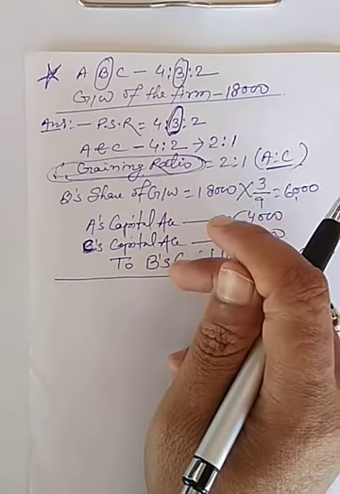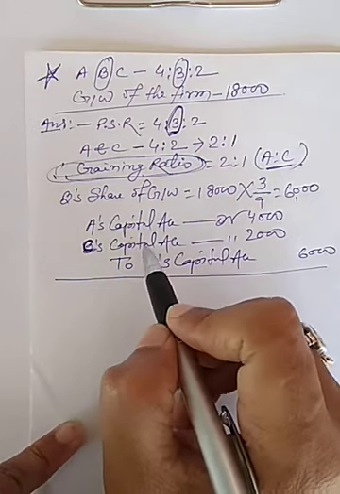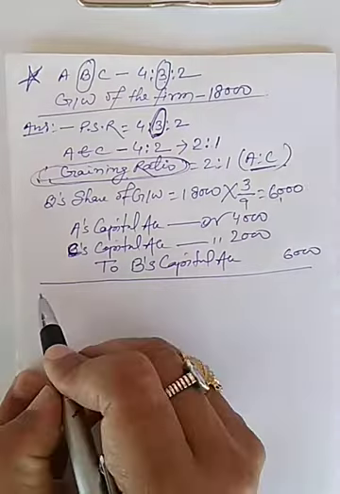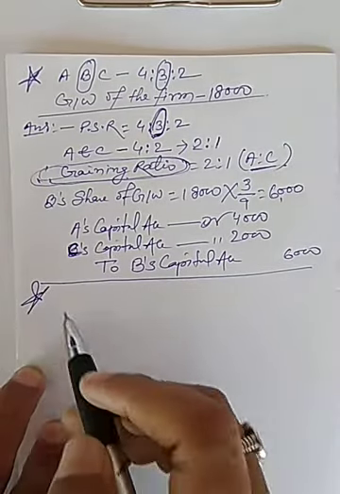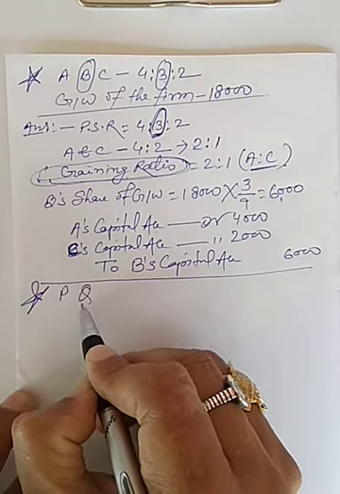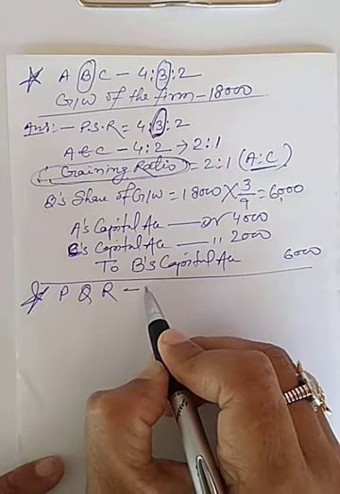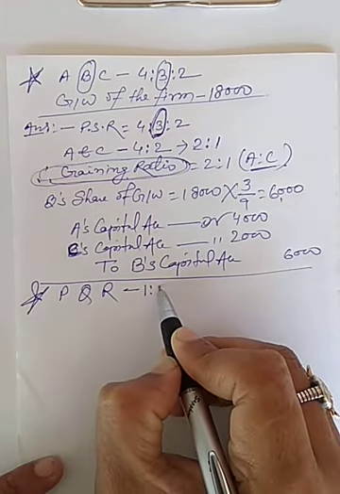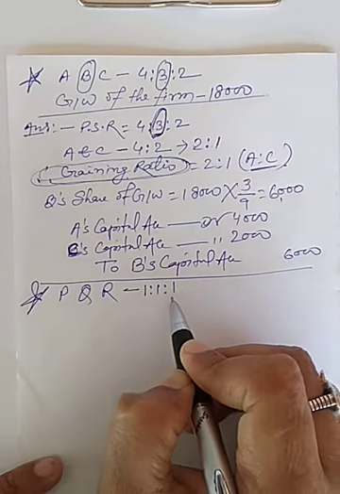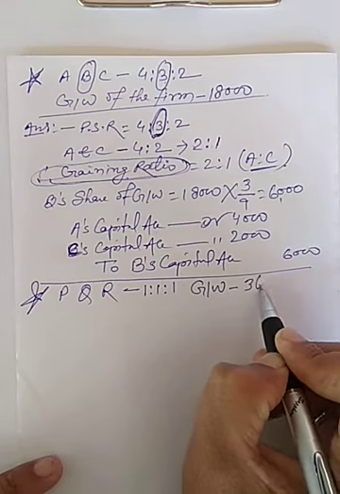So now see the next problem. Suppose P, Q and R are partners in equal ratio, that means 1:1:1, and goodwill of the firm is valued at 36,000.